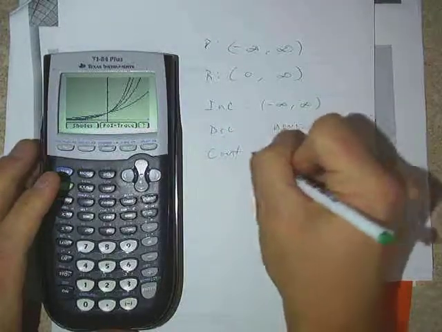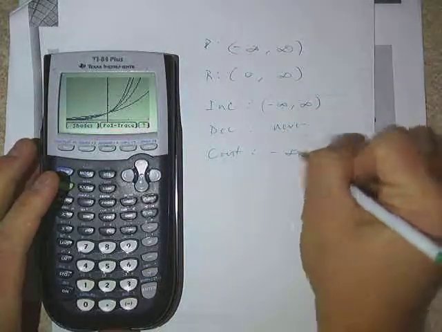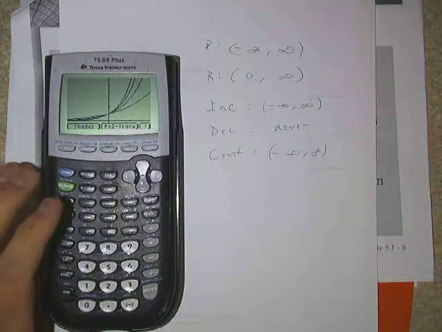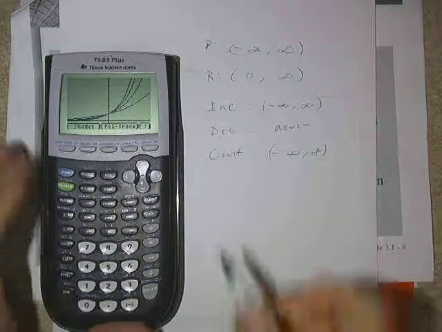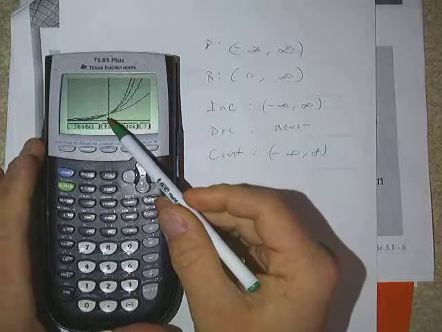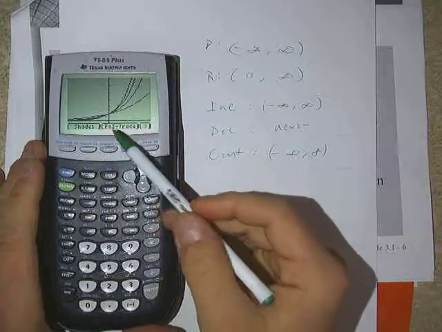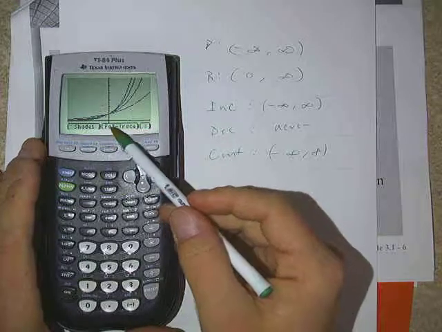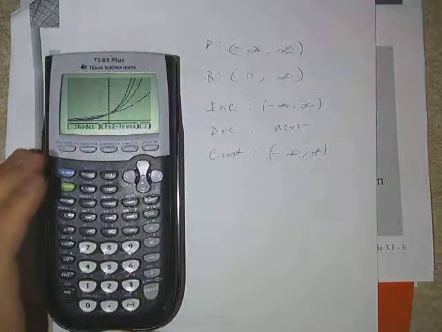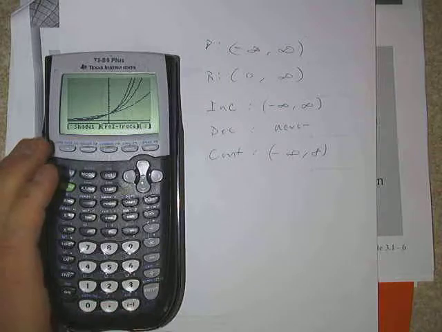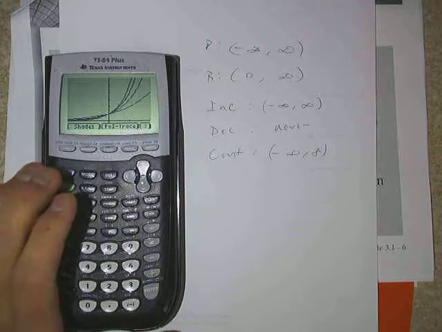Okay, increasing. These functions are always increasing. So we'd say they're increasing on negative infinity to infinity. Decreasing, they're never decreasing. Continuity, okay, there are no asymptotes or holes in these types of functions, so continuous, always, negative infinity to infinity, in the entire domain.